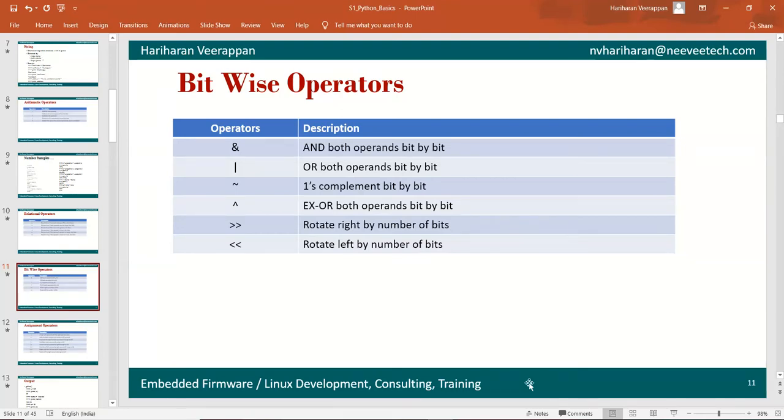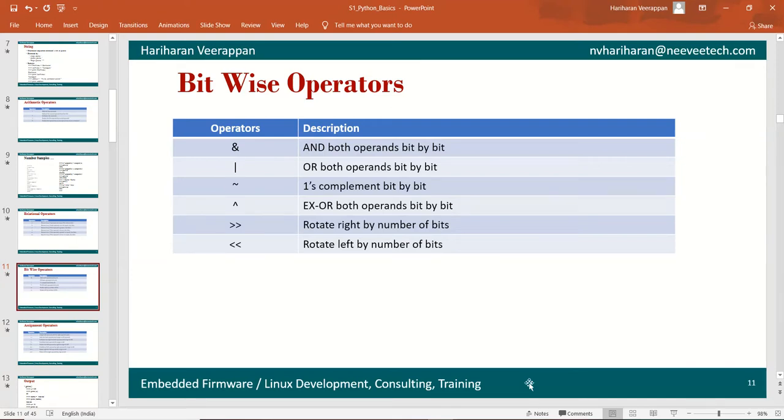Here we see about bitwise operators. Basically, bitwise operators will work only over integer variables. It will not work on floating point or complex or string variables. Here we have an AND operator, which basically ANDs both operands bit by bit and generates a result out of it.